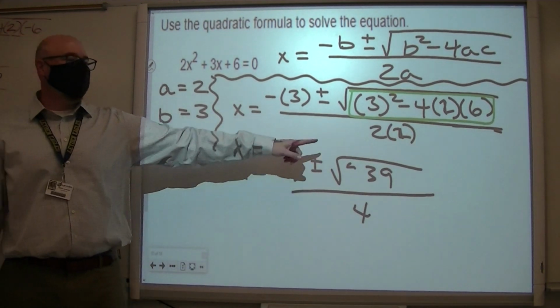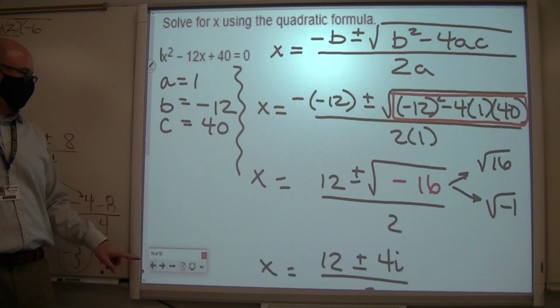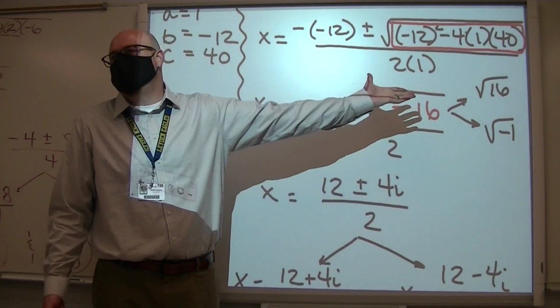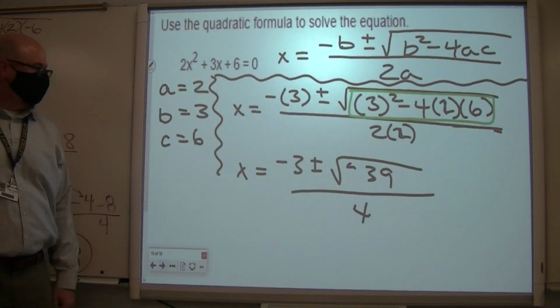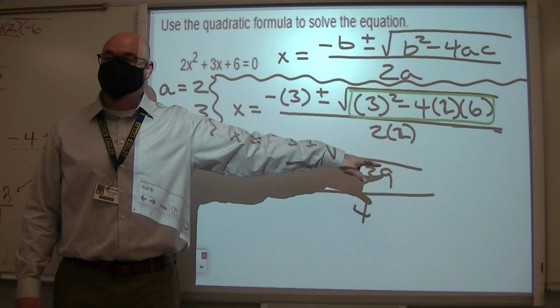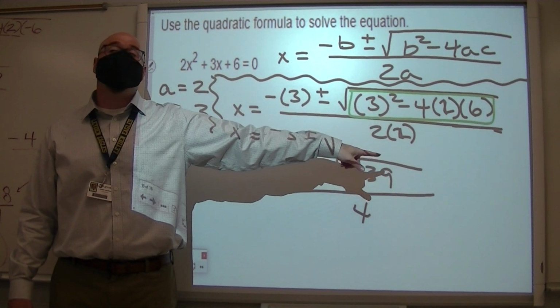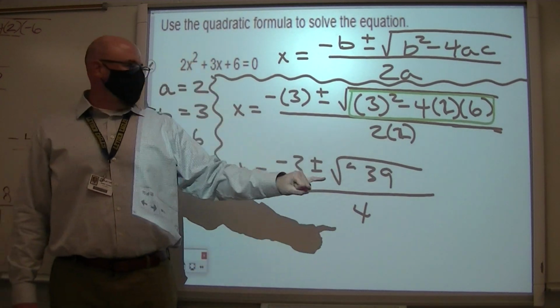What makes this problem even worse than the previous problem looked like this. We had the square root of -16. Well, the square root of 16 is 4. Now I've got the square root of -39. Is -39 a perfect square? No. Does it have any perfect square factors? Is it divisible by 4? Can't be, because it's odd.